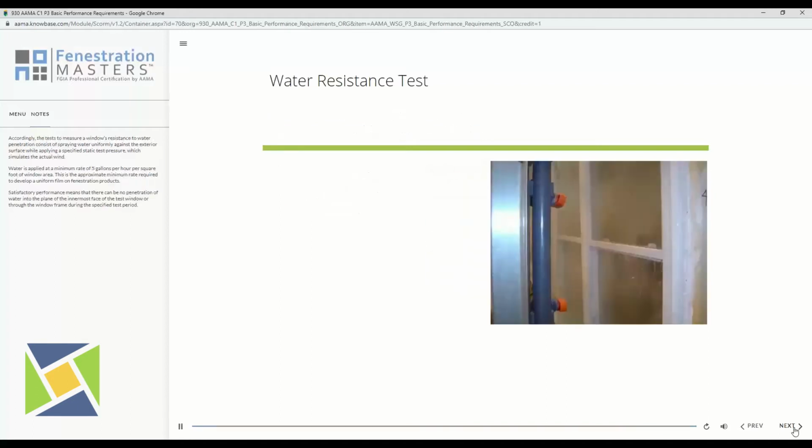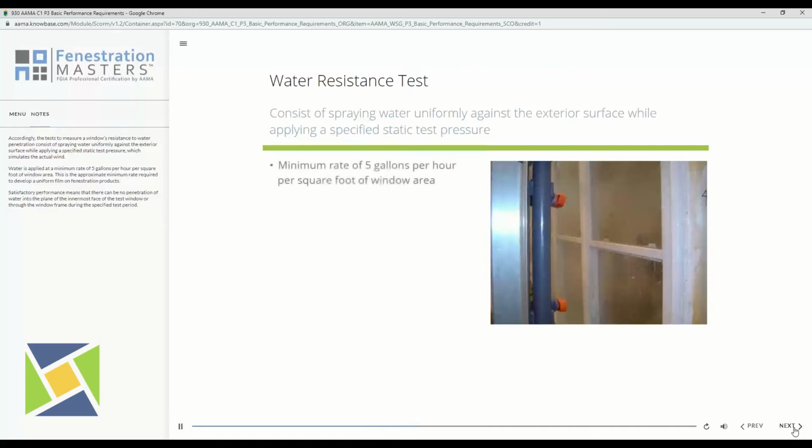Accordingly, the test to measure a window's resistance to water penetration consists of spraying water uniformly against the exterior surface while applying a specified static test pressure, which simulates the actual wind. Water is applied at a minimum rate of 5 gallons per hour per square foot of window area. This is the approximate minimum rate required to develop a uniform film on fenestration products. Satisfactory performance means that there can be no penetration of water into the plane of the innermost face of the test window or through the window frame during the specified test period.